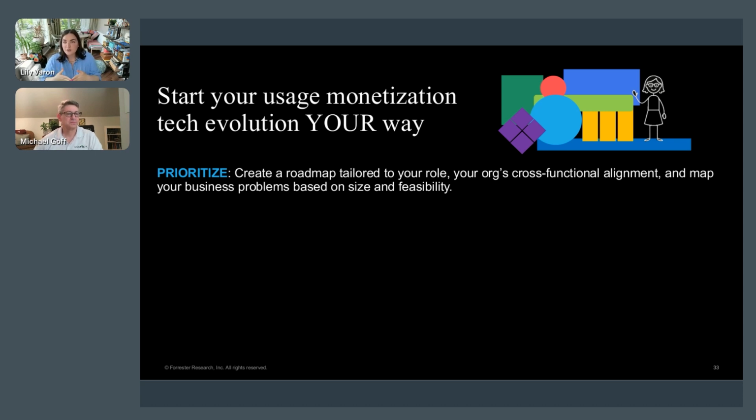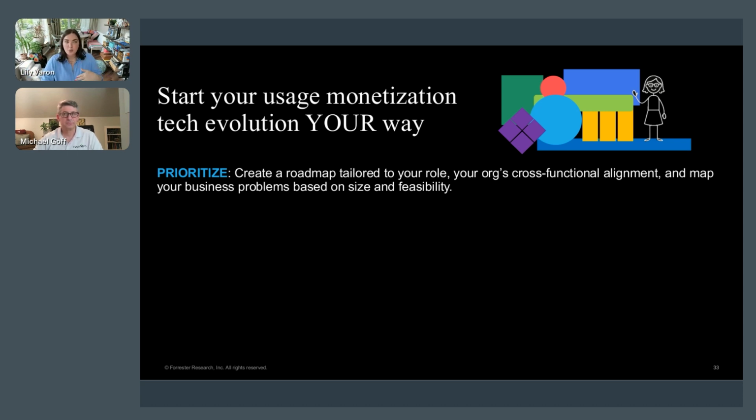I think it's really important to prioritize, right? And to be pragmatic. The headlines may make you think we're way further advanced than we are. So create a roadmap tailored to your role and the state of your organization's cross-functional alignment, which may be in progress, as it has been for probably more than a decade. Map your business problems on this roadmap by the size and impact or urgency of the business problem, and the feasibility of solving it based on everything else, your role, your organization's cross-functional alignment.